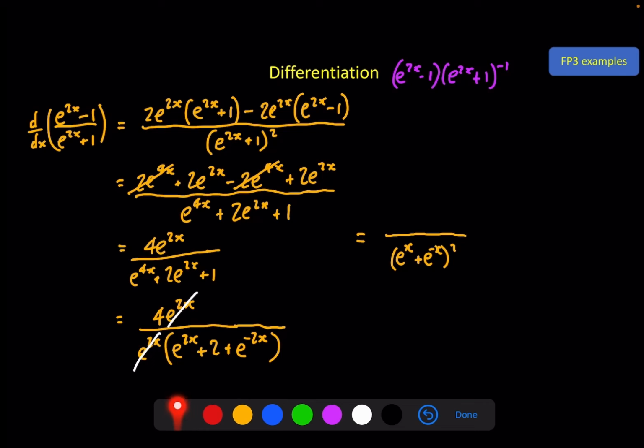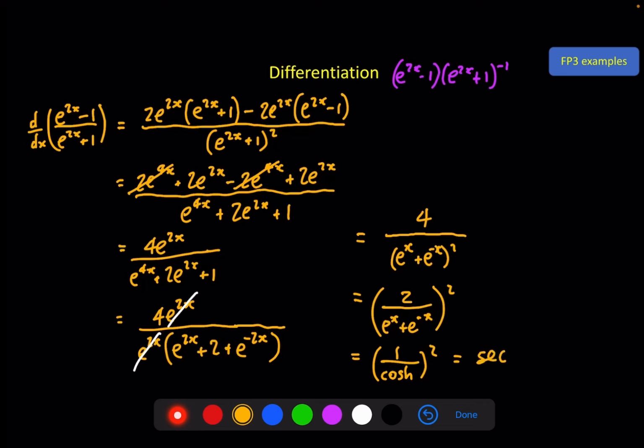And that's another step that simply might not occur to you, that this is the same as this, until you've seen it done once. And on the top, of course, we've got the 4, and this can be written as 2 over e to the x plus e to the minus x all squared, and that gives us 1 over cosh all squared, which is equal to sech squared x as required.